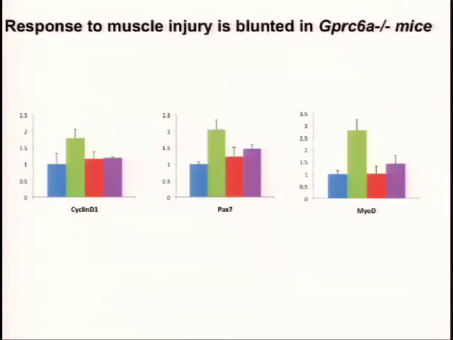And not surprisingly, if we look at the response to injury in the OSTAR null mice, we can see that in wild type, cyclin D1, PAX7, and MyoD are increased following injury. If we look now at OSTAR null mice before and after injury, cyclin D1, PAX7, or MyoD are really not affected.